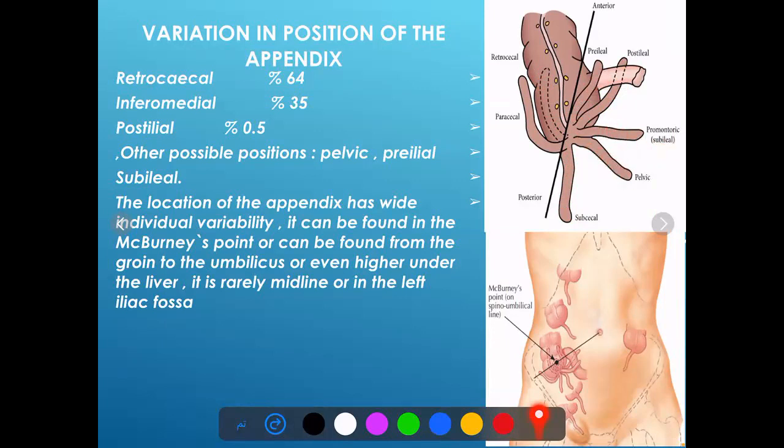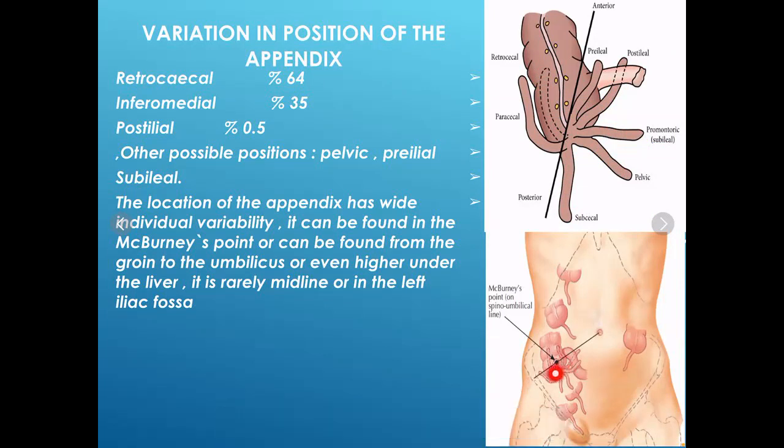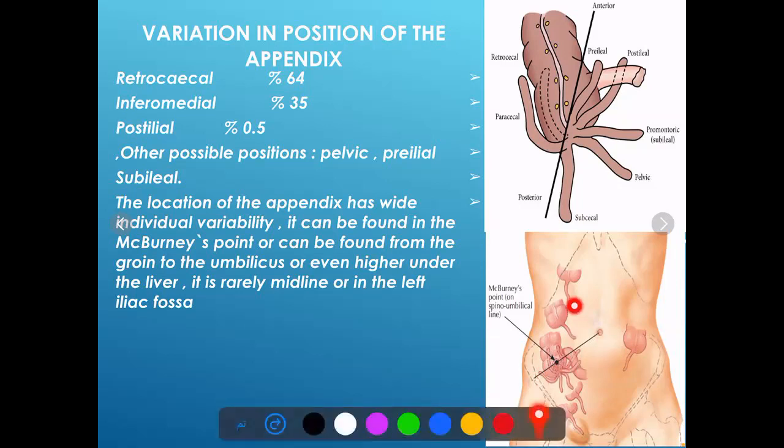The location of the appendix has wide individual variability. It may be found at McBurney point or anywhere from the groin to the appendix. It can also be found high under the liver or in the midline, and very rarely in the left iliac fossa.